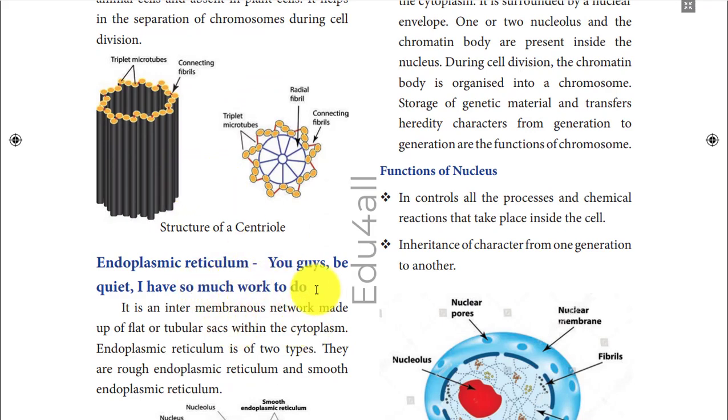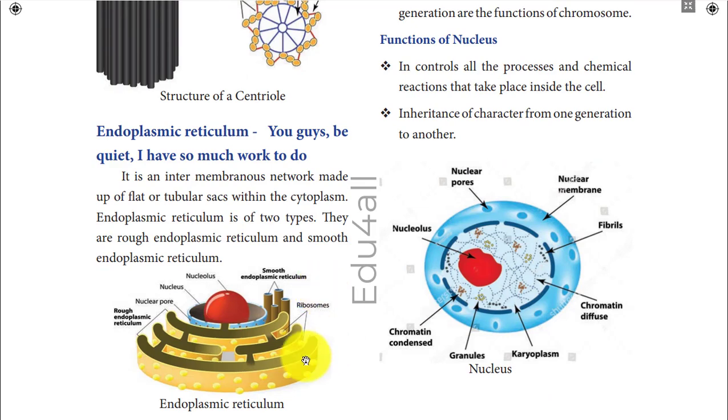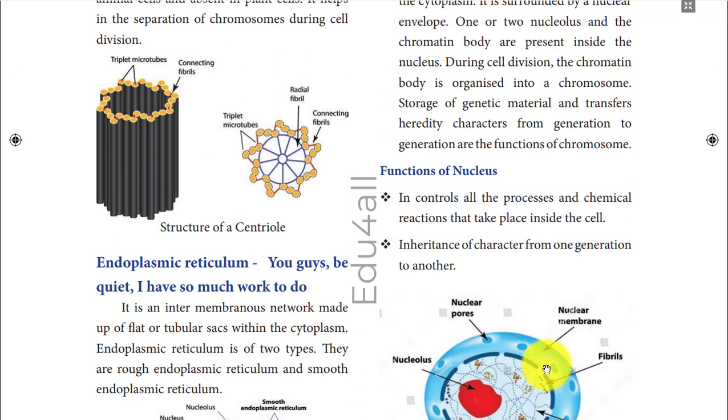Next is the endoplasmic reticulum, which I already told you about. It has two types: smooth endoplasmic reticulum and rough endoplasmic reticulum. Smooth endoplasmic reticulum doesn't possess ribosomes, so it produces lipids. Where we see ribosomes present, in the rough endoplasmic reticulum, it produces proteins.